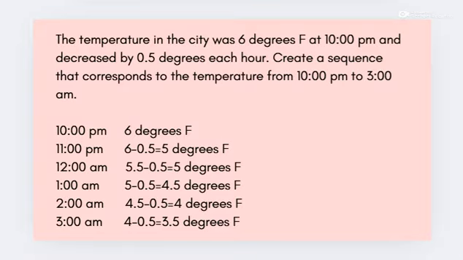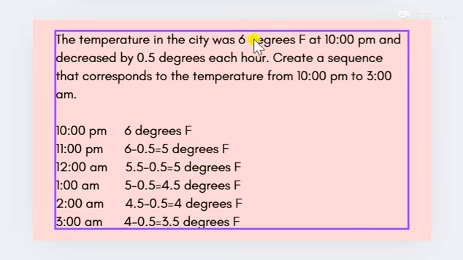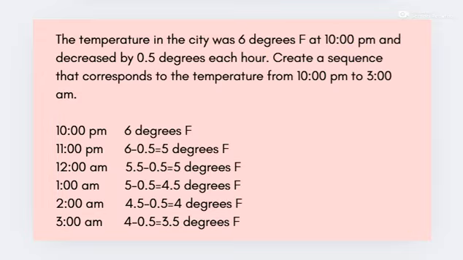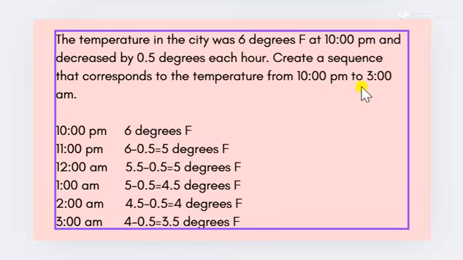So we know at 10 o'clock when we start, it's 6 degrees Fahrenheit. At 11 o'clock, it will have lost half a degree, so it should be 5.5. I think I just typed it wrong. At 12 a.m., it loses another half a degree, so now it's 5 degrees. At 1 a.m., it loses another half a degree, so it's 4.5. And you could just continue through the table until 3 a.m. because that's what it tells you to do in the instructions right here.